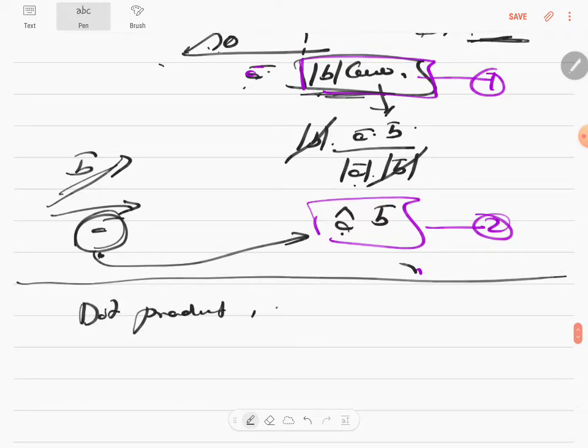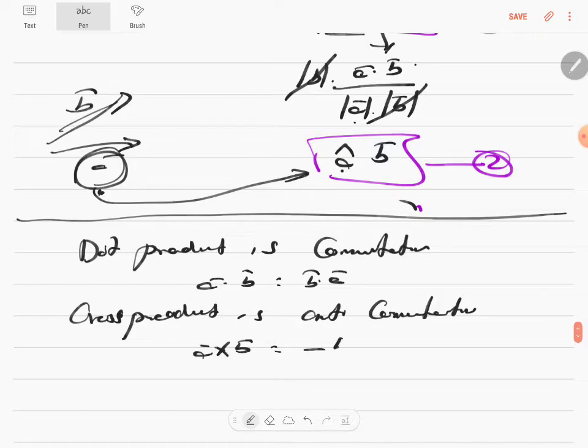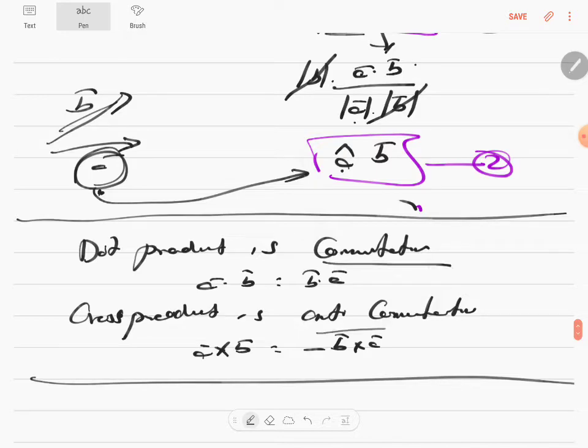And you should know that dot product is commutative. A vector dot B vector is the same as B vector dot A vector. But cross product is anti-commutative. A cross B is not the same as B cross A. It's a minus of B cross A. Are you clear with this? Yeah. So that's about being commutative and anti-commutative.